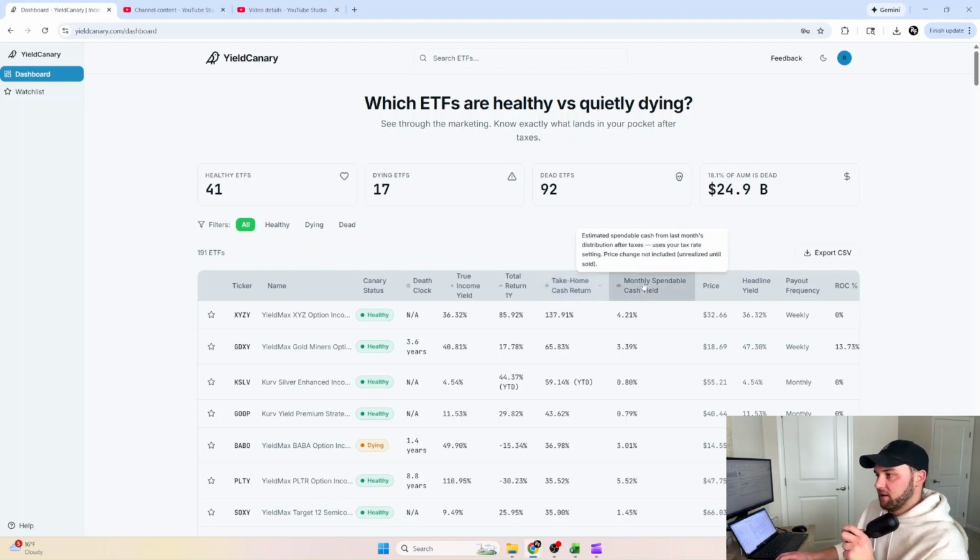And then the next column here is the monthly spendable cash yield. This is excluding any capital appreciation. This is just showing you after tax what you would be making per month on a percentage basis. And this is using last month's distribution rate. So these two columns are the ones that are using the tax setting in YieldCanary. And like I said, we could always be adding more. So that is the tax rate setting in YieldCanary.